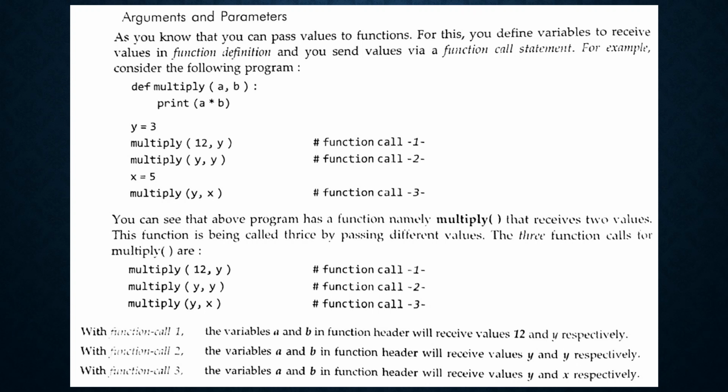Okay, these are about arguments and parameters. Here I can say a and b are called arguments, which receive values from the calling function, and here multiply(12, y), these are called parameters. So parameters are the values defined inside the calling function, and arguments are the variables defined inside the called function. So these are all about arguments and parameters.